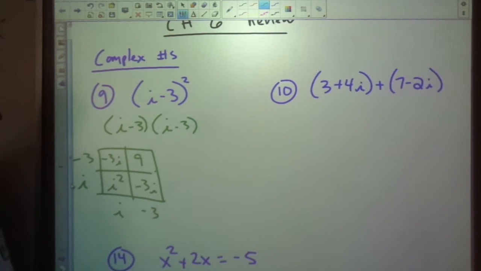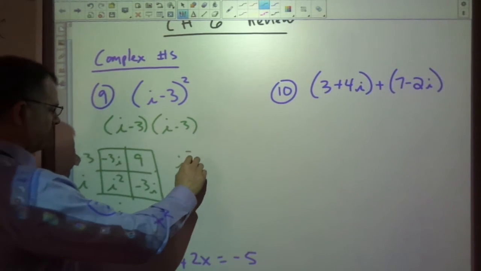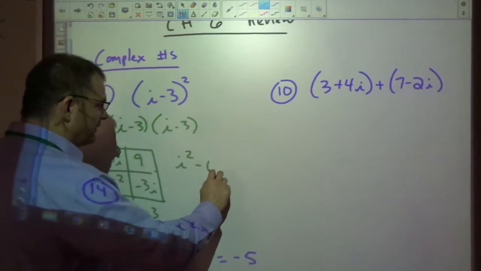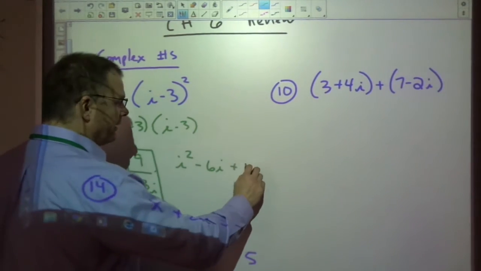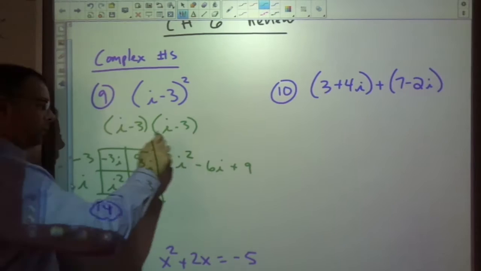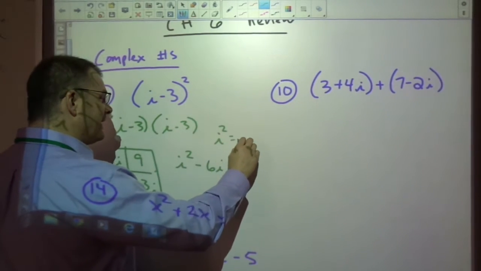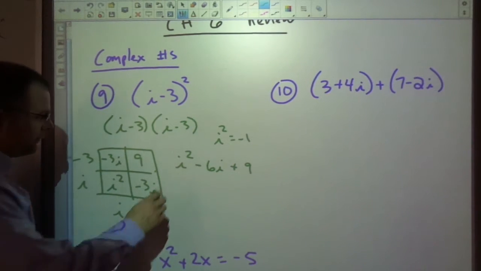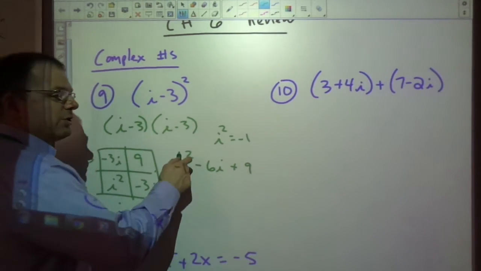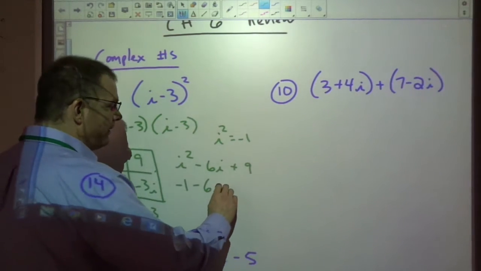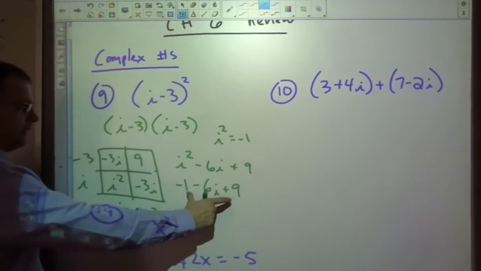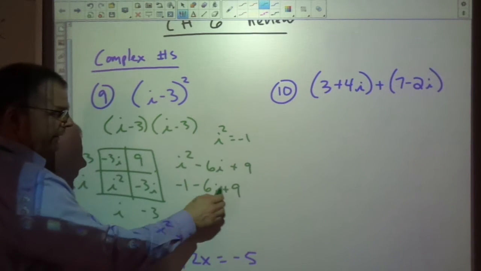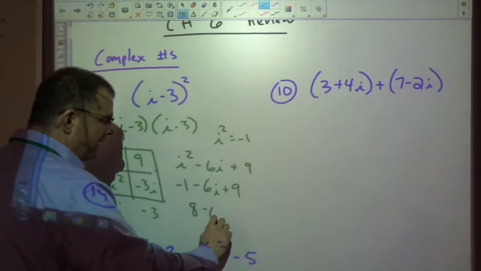And so we can put these together. We have an i squared, we have negative 6i, and we have a plus 9. Now the important thing here is we know that i squared is actually equal to the number negative 1, since i is the square root of negative 1. So if we replace i squared with the number negative 1, then we can combine the 9 and the negative 1 to give me 8.